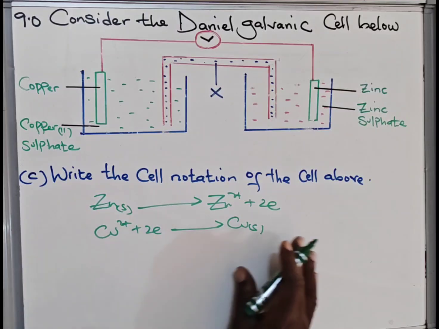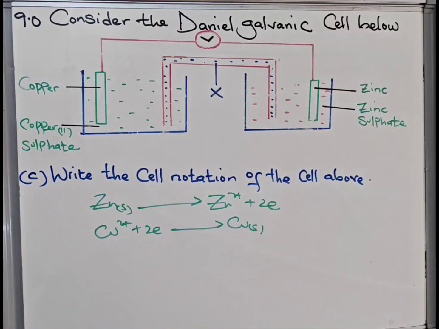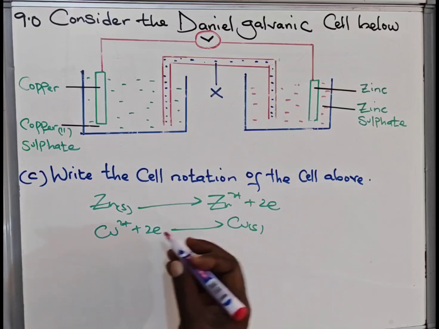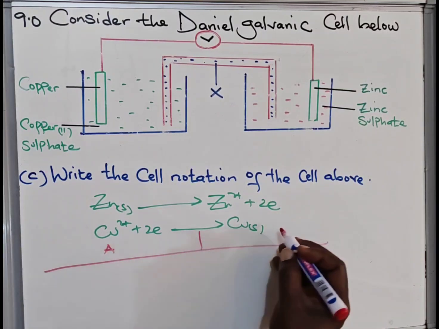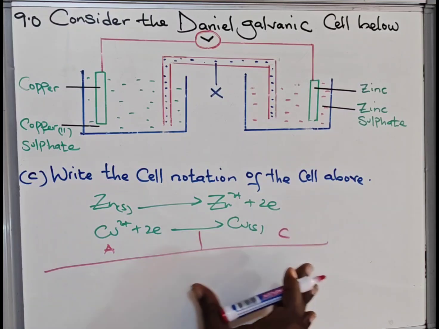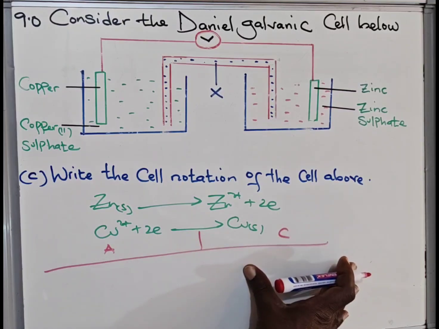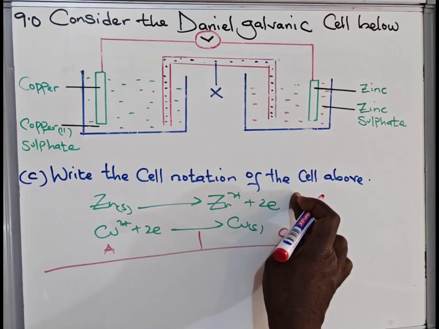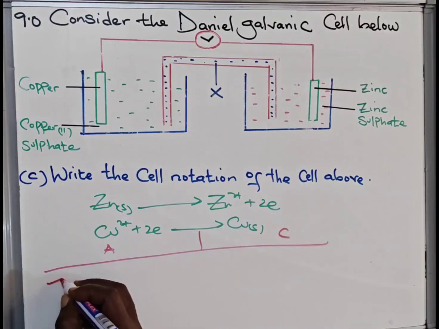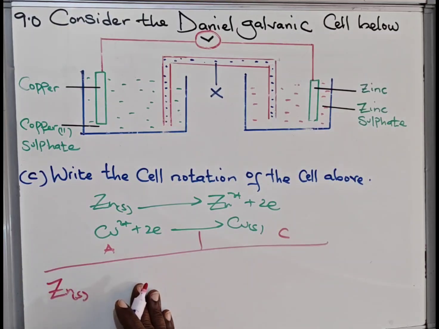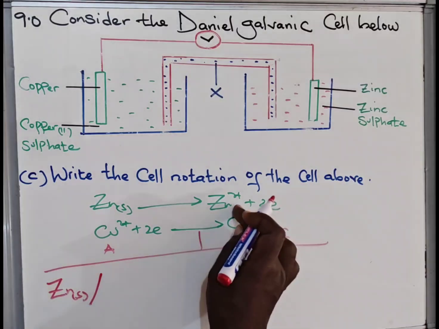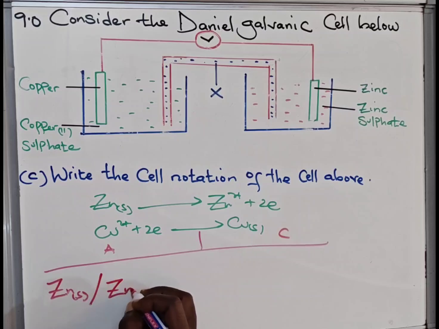So our cell notation involves this. It is arranged in such a way that on this side we put the anode and on this side we put the cathode. It's very easy to remember that A comes before C. So which one is the anode? It is the reaction at zinc. So what do we do? You write zinc solid, which represents the electrode. Then you put a slash, which represents phase change. This is solid. Now we are going to ions, and the ions are zinc ions.